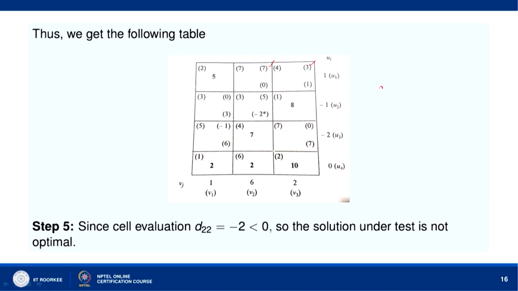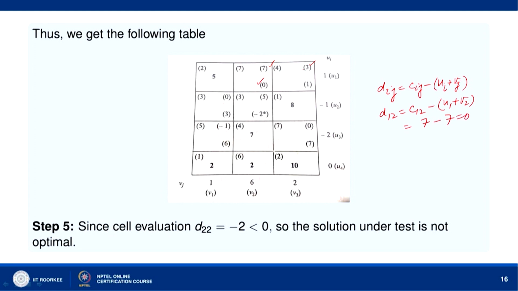Now, we calculate dij equal to cij minus (ui plus bj) for each unoccupied cell. So the first unoccupied cell is this one, so we get D12. First row, second column. So C12 minus (u1 plus b2). And C12 is equal to 7. So 7 minus 7, which is equal to 0. So we got 0 here.